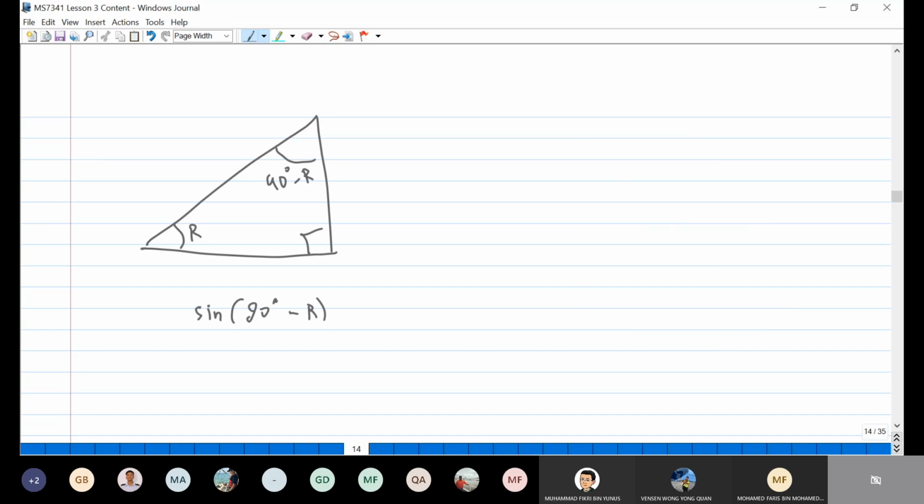Okay, for a right angle triangle, let's say this is Y here, this is X here, this is hypotenuse here, H, right? Okay, hypotenuse here.